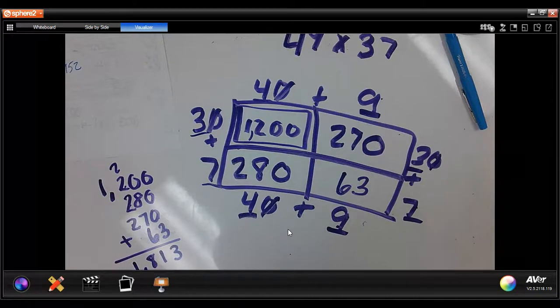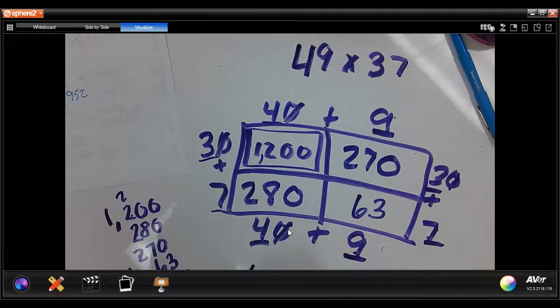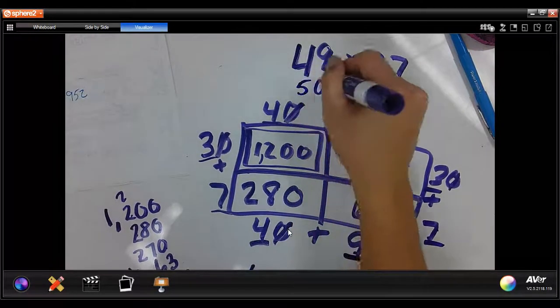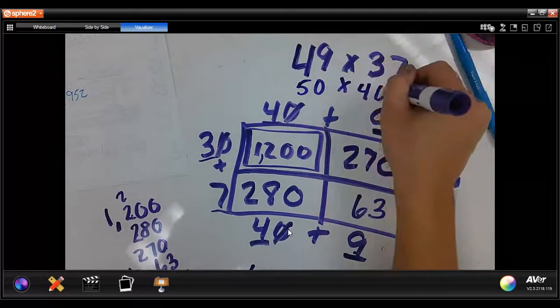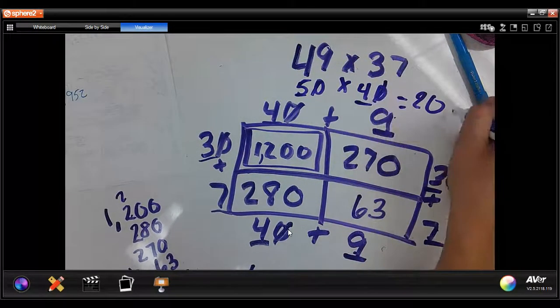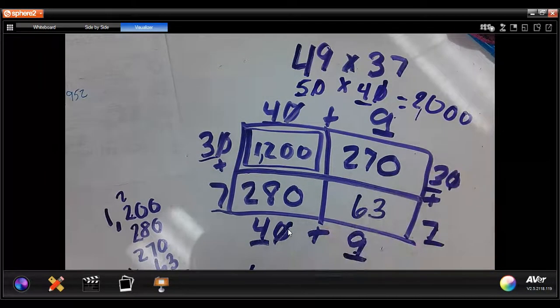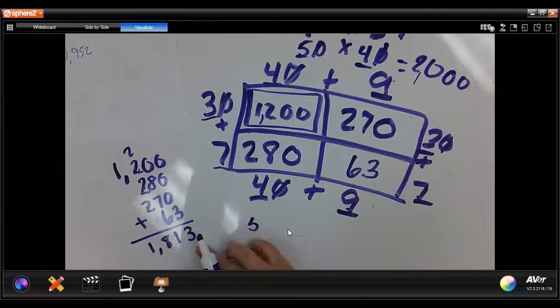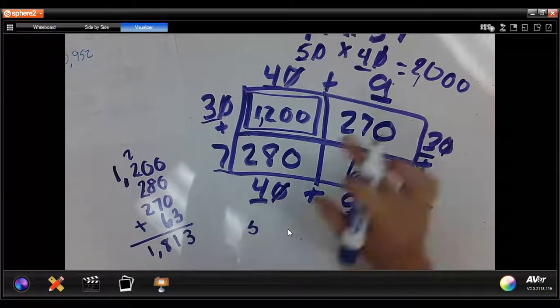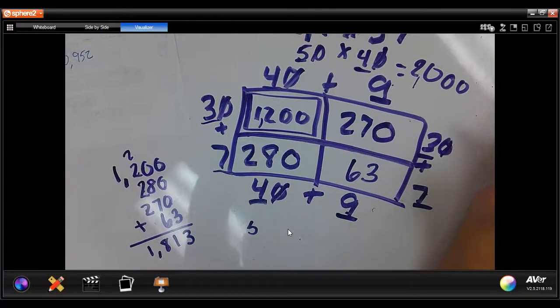you guys use estimations to check your work. So I could check over this quickly by saying 49 rounds to 50 and 37 rounds to 40. 5 times 4 is 20. I need 2 zeros in my answer. So my answer should be about 2,000. Now if I come down here to look, my answer was 1,813. So that is a reasonable answer because it is close to the product that I got.